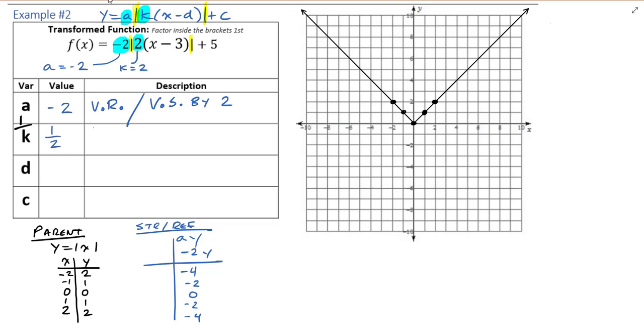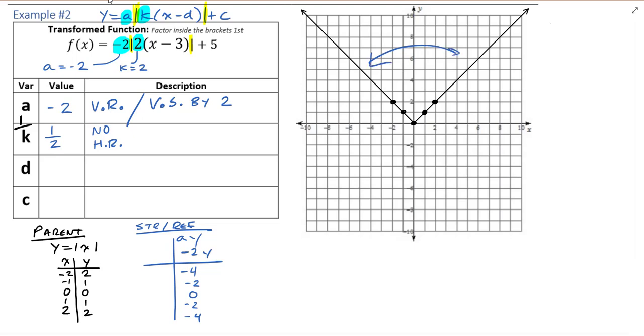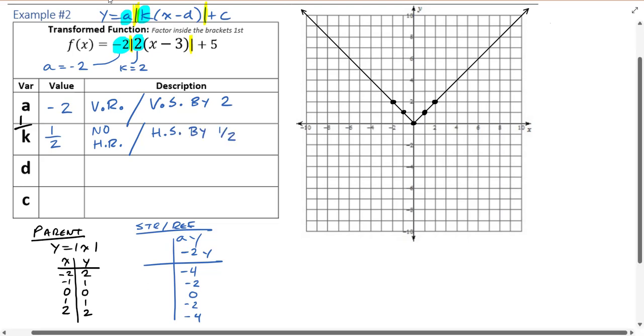Now, there's no negative, so this has no horizontal reflection, which wouldn't have any effect, because if we flip this horizontally, don't we get the exact same V shape if you flipped it around? So it wouldn't have an effect anyways. So you generally don't see a negative there. However, we do have a horizontal stretch by a factor of 1/2. Now, technically, again, this is a compression because we're shrinking the numbers.